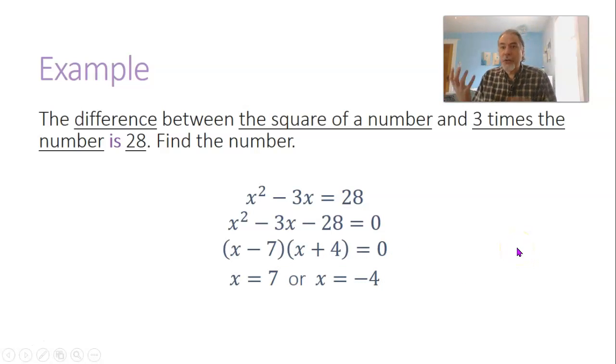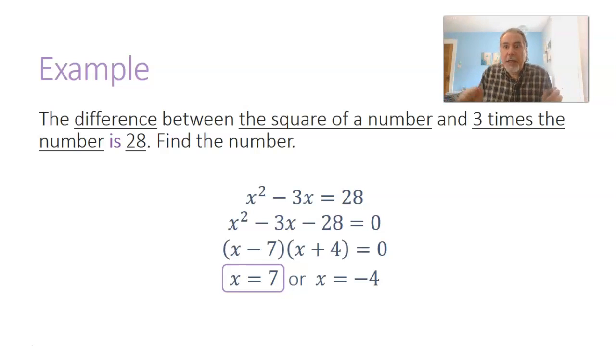So it turns out that there's two possibilities for what the number could be. Could be a positive number, could be 7, or if you're allowing for it, could be a negative number, negative 4 is a possibility. So it didn't say that the number had to be positive or had to be a specific kind of number, so I would give both of those. The number could be 7 or it could be negative 4.